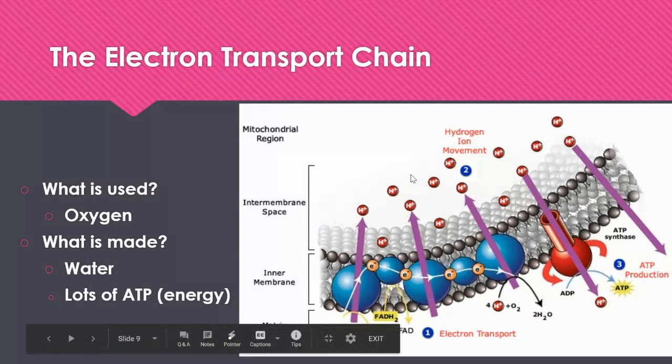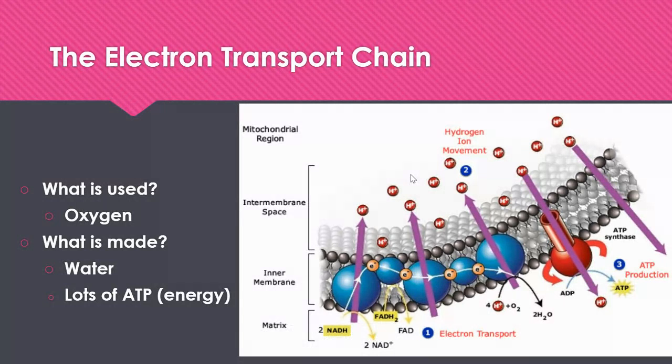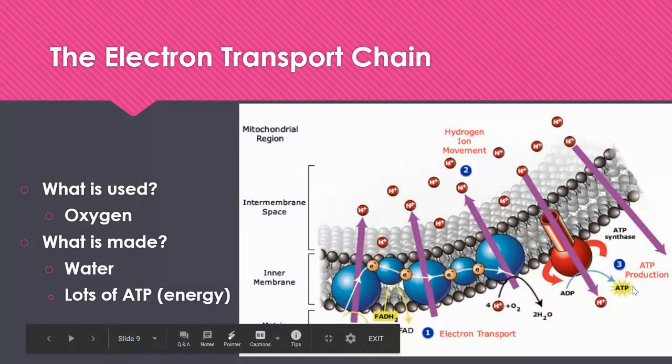Next up, the electron transport chain. Now, this is the key part of the whole cellular respiration process. So what is used is a lot of oxygen, which you breathe in, the oxygen that you get to use during the electron transport chain. So you breathe that oxygen in, and it goes to your cells, and it goes to the mitochondria of your cells. And it is used to make some water, but mainly lots and lots of this stuff called ATP, and ATP is usable energy.